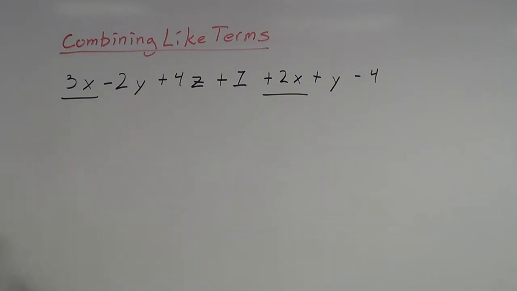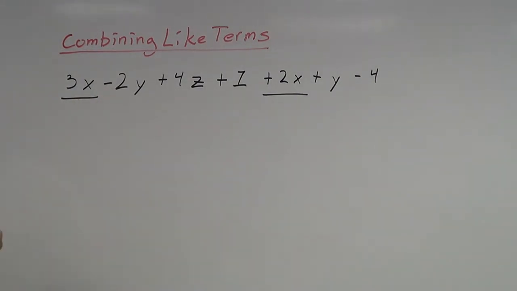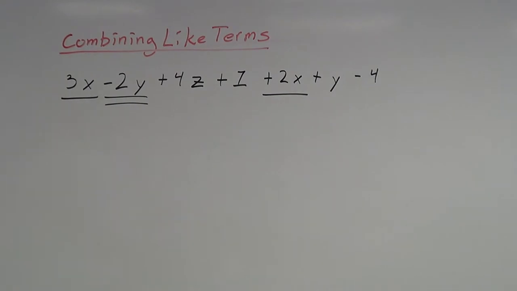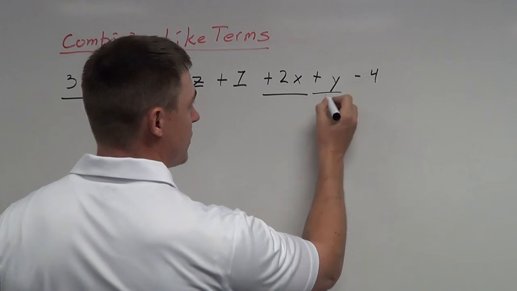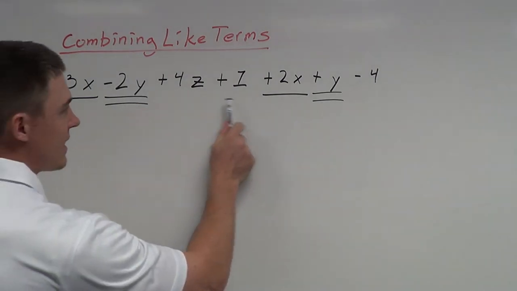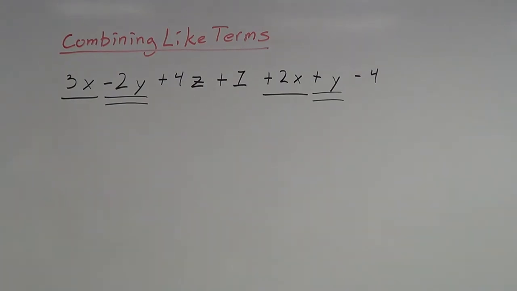So going on to identify my next ones, I have a negative 2y here. That means this one is a y term, so I'm going to put two lines underneath it, and I'm going to look for other y terms. As I look over here, I see a plus y or plus 1y, whatever you'd like to think of it as. So I put two lines underneath that. Now I'm going to continue on to identify any other like terms. Now look here, I see a z, but as I glance at my other terms, I don't have any other z, so I'm not going to label that one at all.